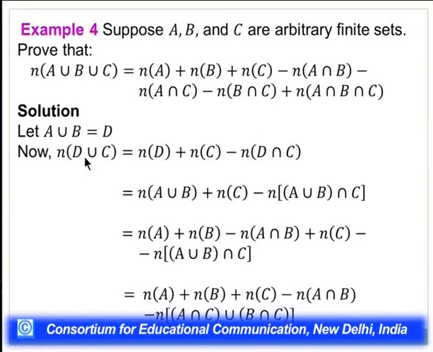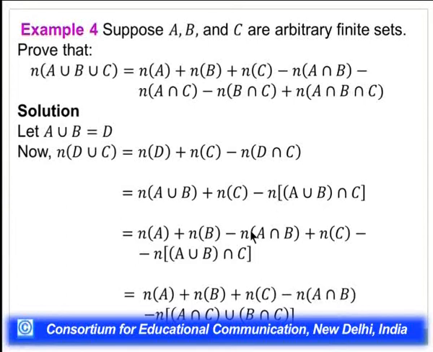So, the number of elements in D union C, by the formula that we just established, is equal to the number of elements in D plus the number of elements in C minus the number of elements in D intersection C. Now, let's replace A union B for D to come back to our original sets. So now n of D is n of A union B, then the second term is n of C, and in the third term we introduce A union B back instead of D. So, we get minus n of A union B intersection C.